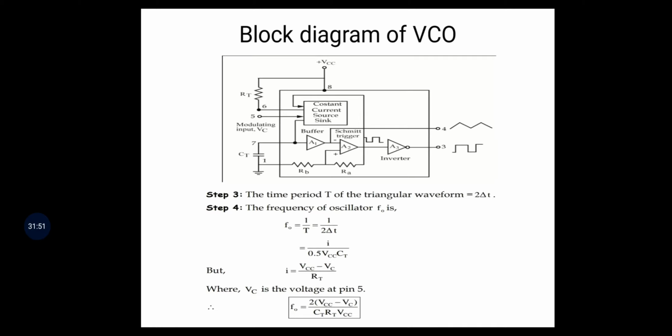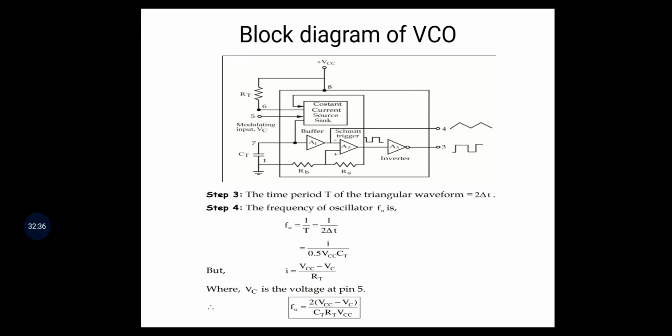So the time period T of the triangular waveform equals 2 delta T. The frequency of the oscillator F0 is 1 by T, which equals 1 by 2 delta T, that equals I by 0.5 VCC times Ct.